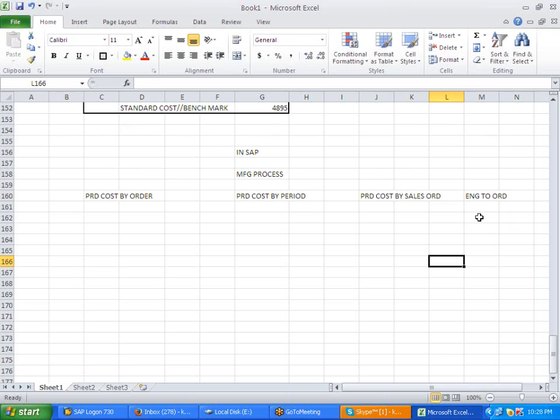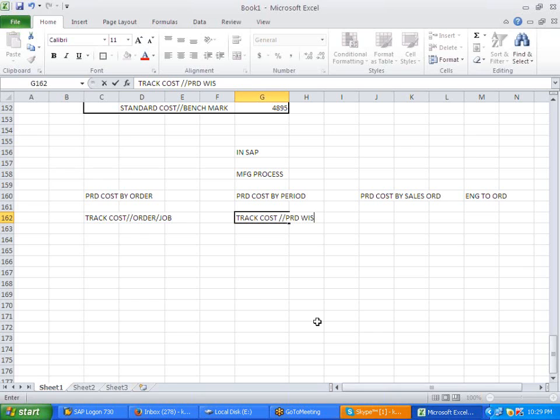Okay, engineer to order. Now, since it has given me so many manufacturing processes, let us understand each one of the processes, what it is in one line, before we get into detail. Product cost by order tracks cost order-wise or job-wise. Product cost by period tracks cost product-wise.